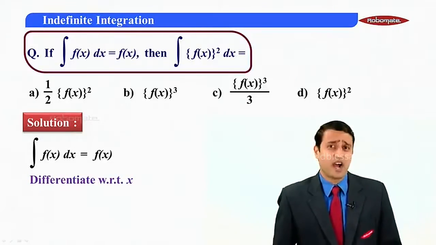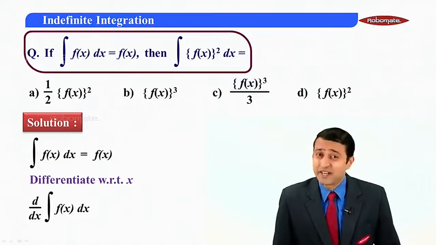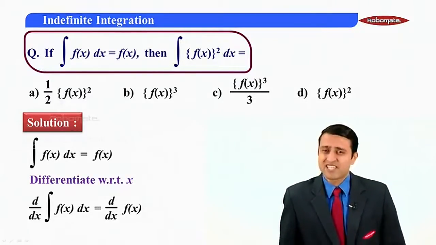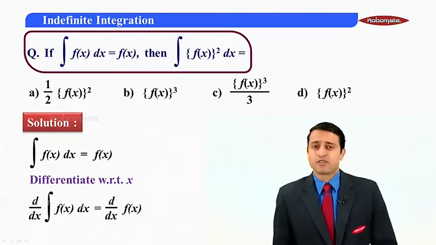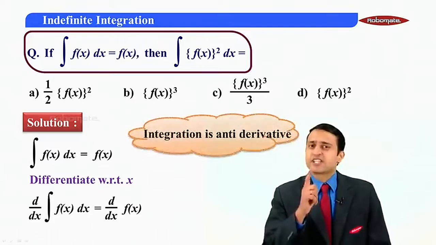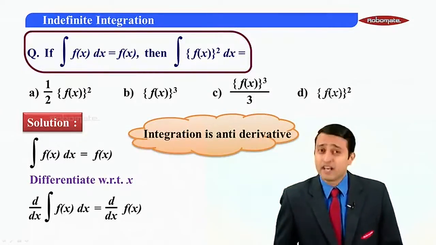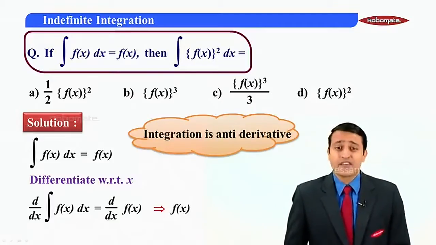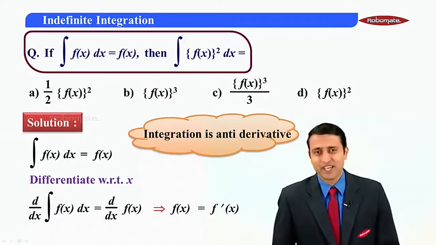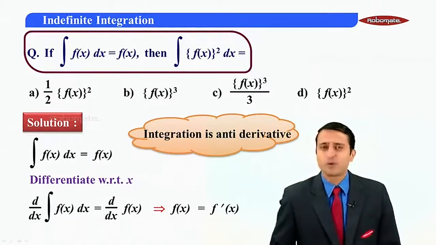Now why or how is it possible? Because integration is antiderivative. So let me write that first for you. d by dx of integral f of x dx is equal to d by dx of f of x. And what did I just say some time back? Integration is antiderivative. So d by dx and integral get nullified to give you f of x is equal to f dash of x. Is that okay? So this is the information which was conveyed in the first part of the question.